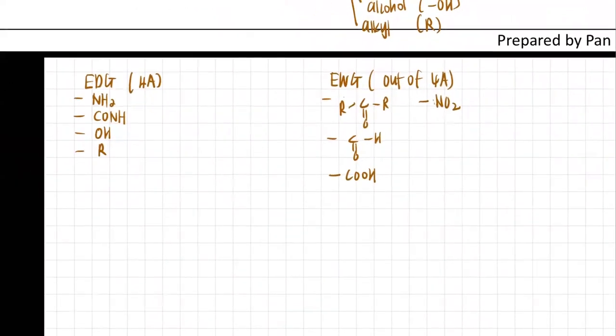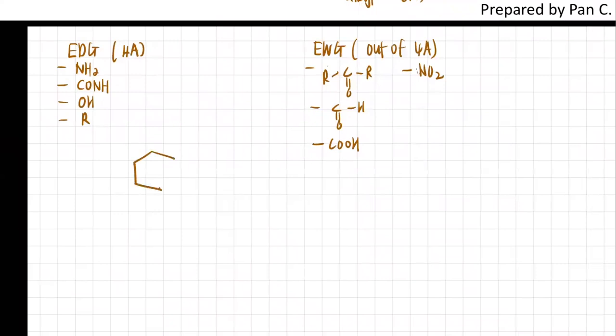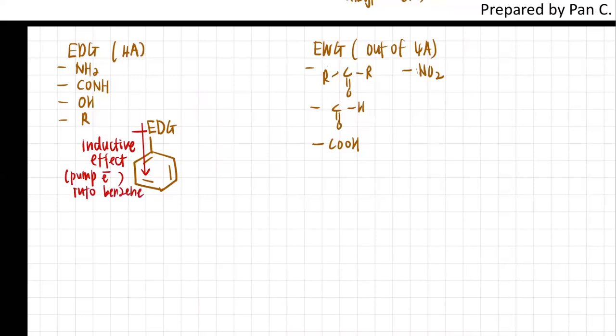So donating group means, okay, this is benzene, this is your benzene ring, and the benzene ring is attached with electron donating groups. Electron donating group means it will activate your benzene ring. It will keep pumping electrons into the benzene ring. This one we call inductive effect. It pumps electrons into benzene.